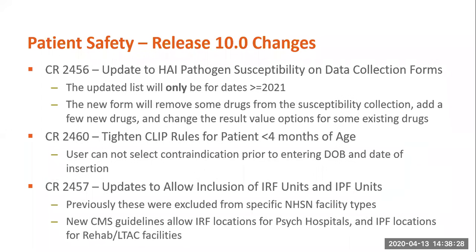CR 2460 is to tighten CLIP rules for patients less than 4 months old. Contraindication will not be selectable prior to entering date of birth and date of insertion. CR 2457 is based on new CMS guidelines. NHSN will allow inclusion of IRF and IPF units, which were previously not allowed from specific NHSN facility types. Next slide.